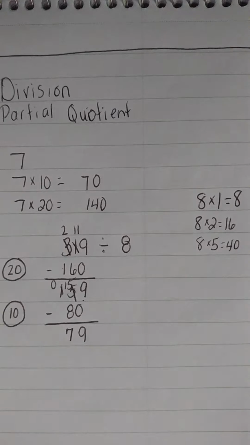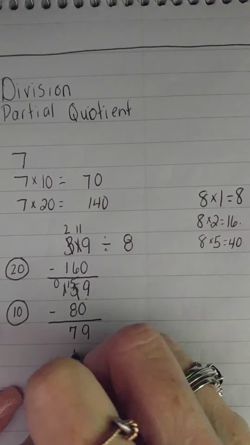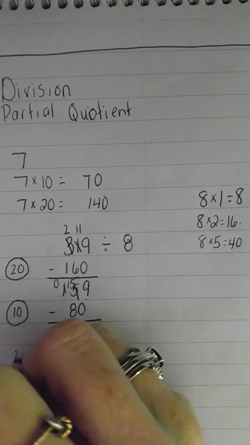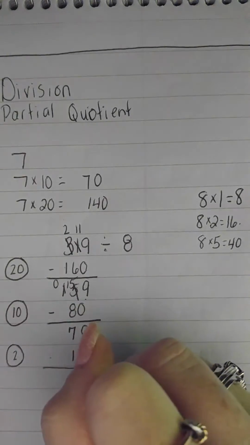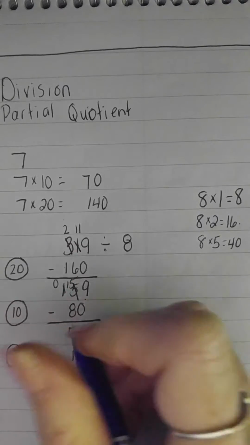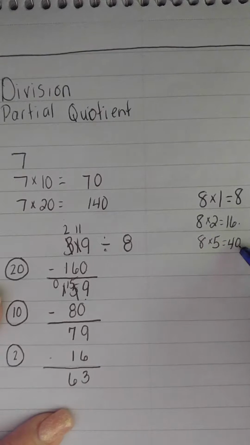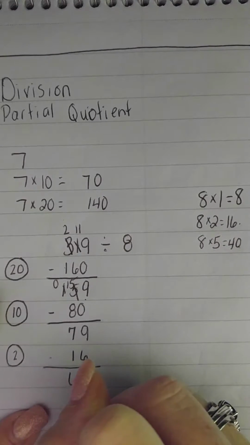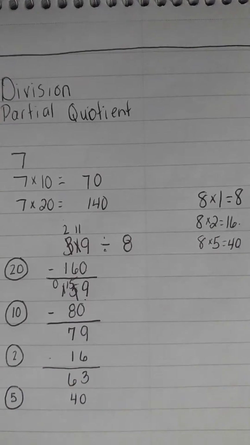So what I can start to do is subtract out 16, which I do know. Let's do 16. And that is 8 times 2, so I'm putting my 2 there. 9 minus 6 is 3. 7 minus 1 is 6. I can subtract out 40 because I know 8 times 5, so let me do that. And I put 5 over here because I used my 8 5 times.